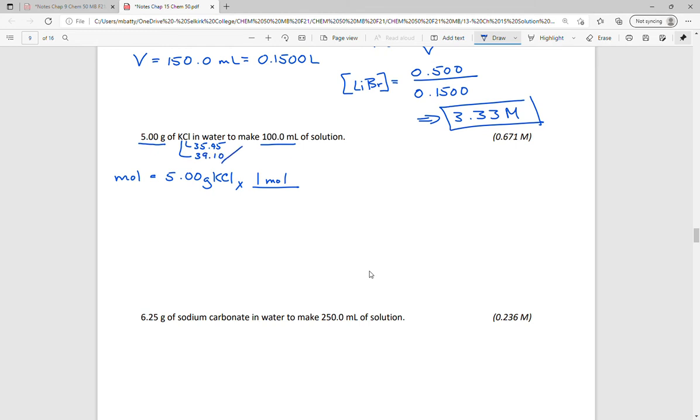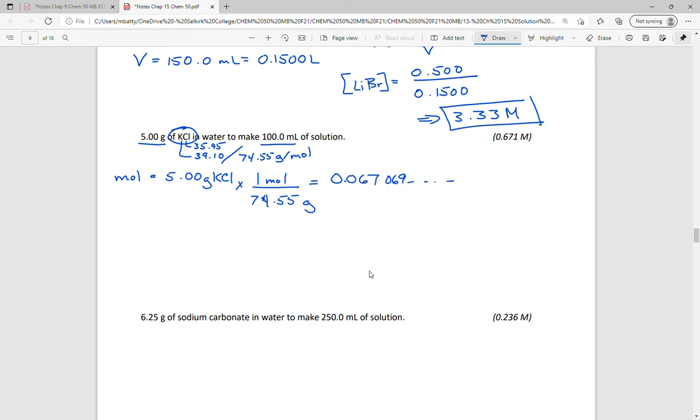39.10, or a total of 74.55 grams per mole in that compound. And so, 0.55 grams, and that allows me to calculate my number of moles. I'm going to leave this in my calculator, but just for clarity and transparency, I'm going to put down some of the numbers.